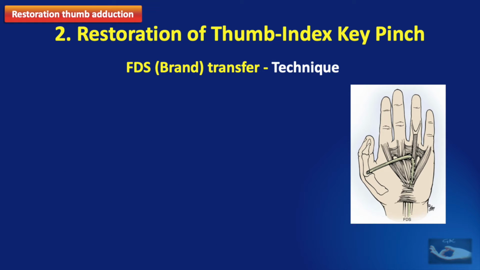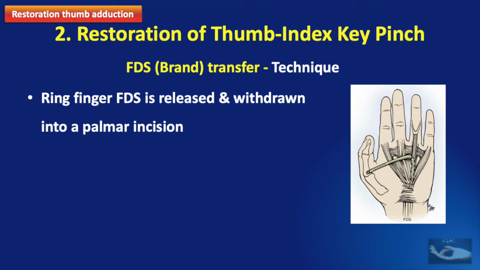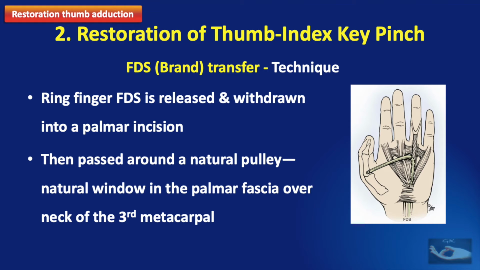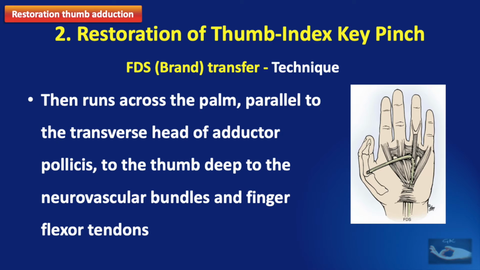The technique by which this procedure is done is by first harvesting the ring finger FDS and withdrawing it into a palmar incision. This free end of the tendon is now passed around a natural pulley, usually a natural window in the palmar fascia over the neck of the third metacarpal, and then it runs across the palm parallel to the transverse head of the adductor pollicis to the thumb, deep to the neurovascular bundles and finger flexor tendons.